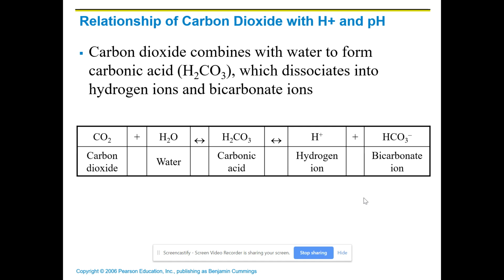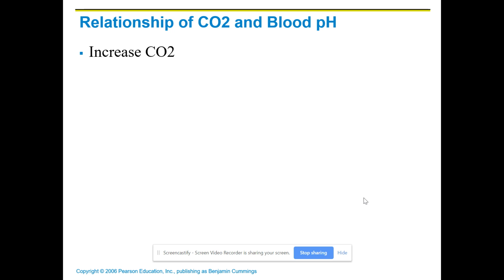Well, hydrogen ions can be measured. They're measured by something called pH. And the more hydrogen ions there are, the lower the pH. So if I increase carbon dioxide, remember it's going to combine with water, give me carbonic acid, that's going to dissociate, and the hydrogen ions are going to go up. When hydrogen ions go up, pH goes down. These are very, very tightly connected.